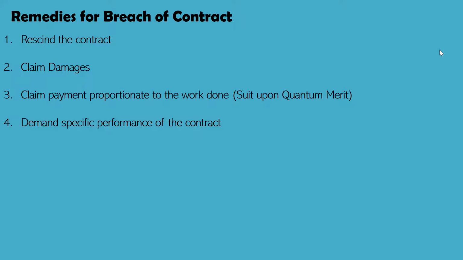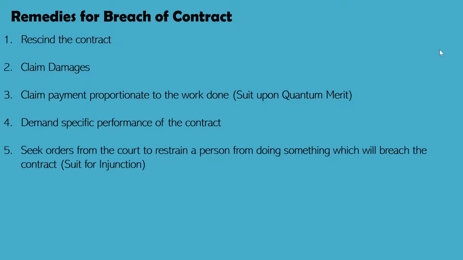Now, if a person breaches the contract by doing something which he is not supposed to do under the contract, then you can seek orders from the court to restrict such a person from doing so. This is called suit for injunction. Now, let's discuss each of these cases in detail.